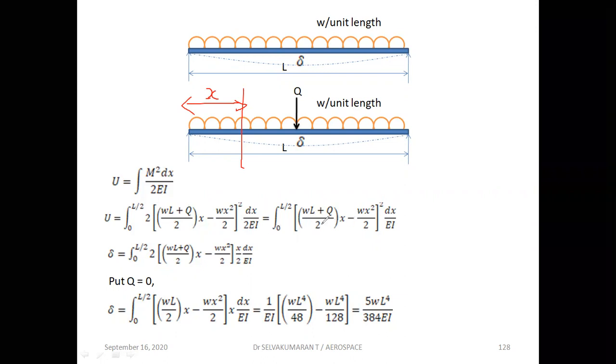And the delta, how to obtain this delta? As per Castigliano's theorem 1, the partial derivative with respect to the load which is applied at a point where the deflection is required to be calculated.